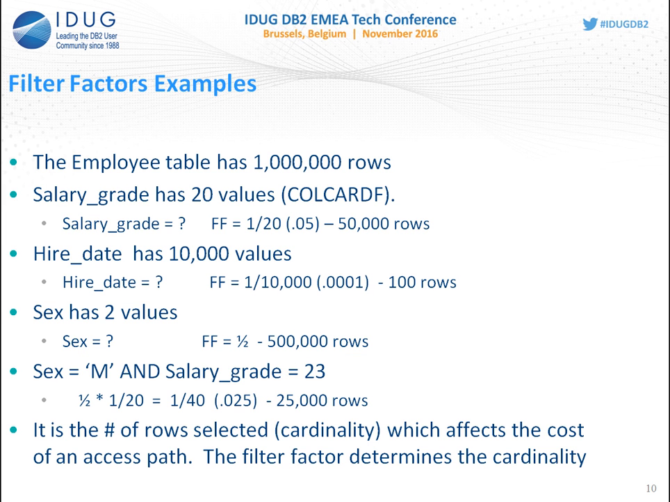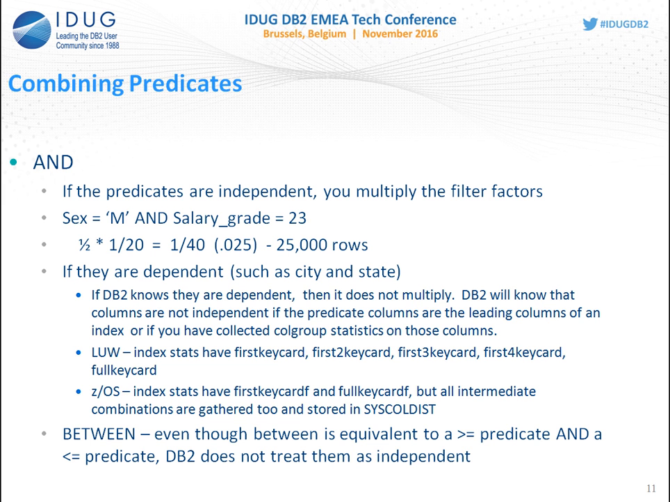Now, at each step of the way, it's the number of rows selected and passed on to the next step, or the cardinality, which affects the cost of the access path. But it's the filter factor which determines the cardinality. And that's why we need to understand them well. If you have an AND between two predicates, and those two predicates are independent, then you multiply the filter factors.